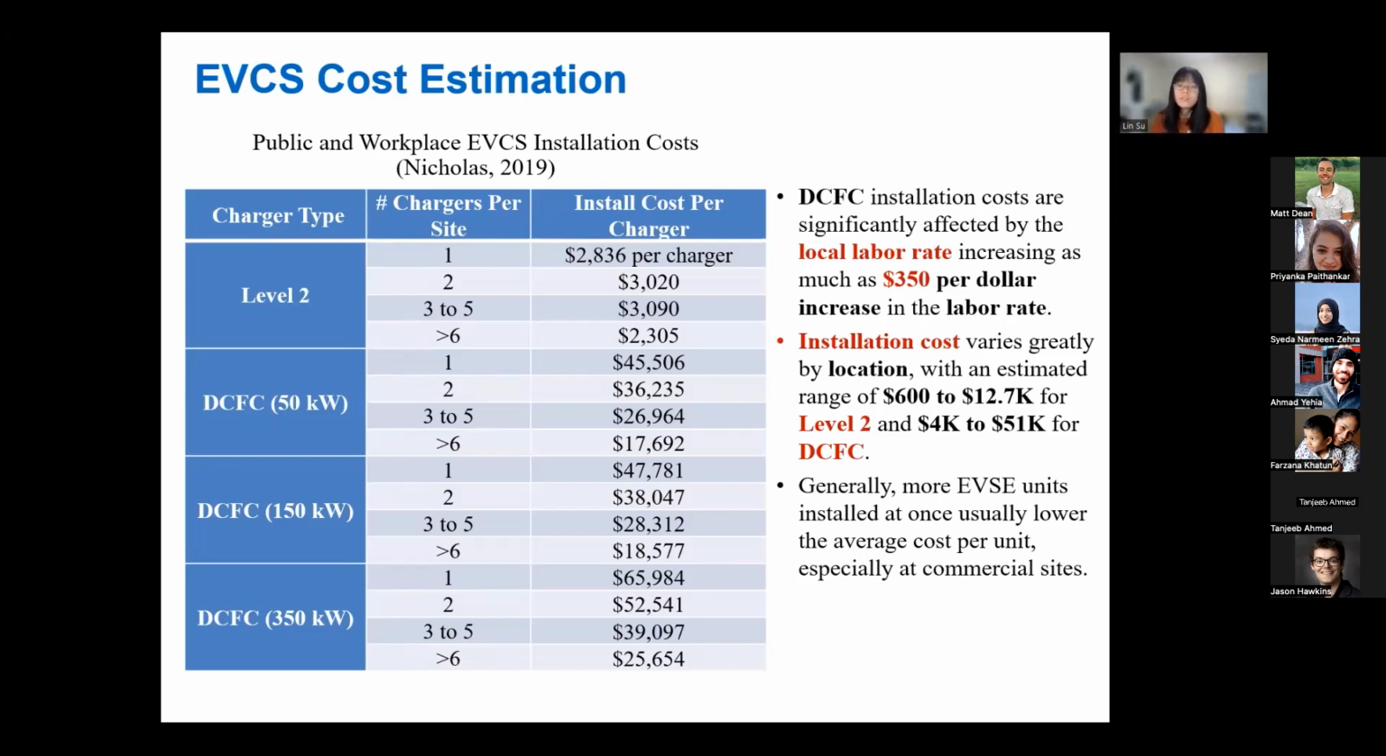The cost of installation also varies greatly by location, with an estimated range of $600 to $12,700 for level 2, and $4,000 to $51,000 for DC fast charging. Generally, more EV supply equipment units installed at once usually lowers the average cost per unit, especially at commercial sites.